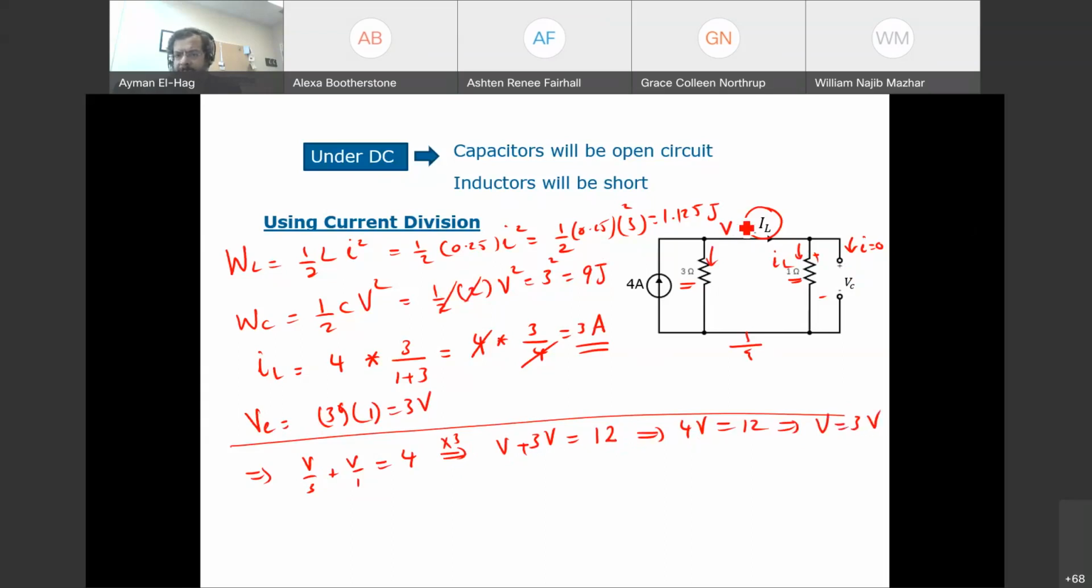Now V is the voltage between this point and the ground. IL is this current, so IL is equal to this voltage, 3 divided by 1, which gives 3 amps, the current that we just got from the current division. So here you did it in 2 steps, and there you did it in only one step. There are always more efficient techniques to solve the circuit, but as I said, I will not be picky in the final. It's up to you to use any technique that you are comfortable with.